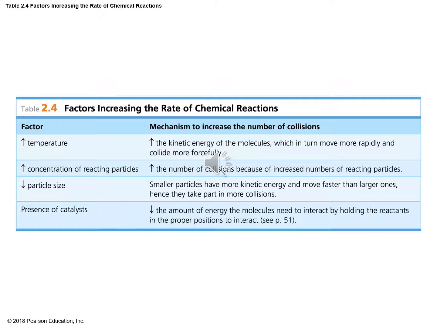So what affects chemical reactions? Well, increased temperature and increased concentration of particles will increase a chemical reaction. Also, presence of enzymes or catalysts will increase a chemical reaction if they're the right enzymes or catalysts for that reaction. And smaller particle size atoms actually will have more quick chemical reactions.